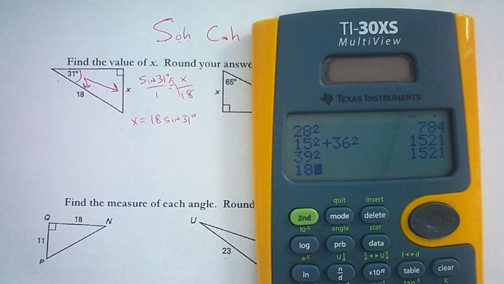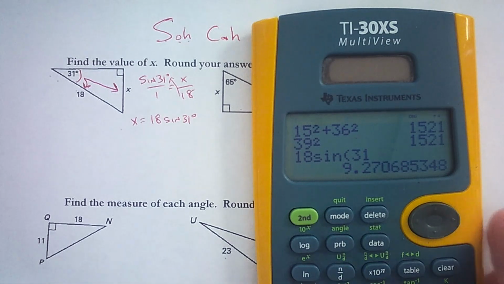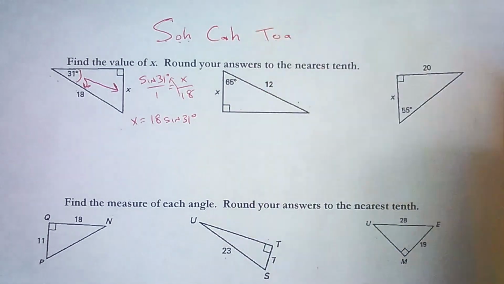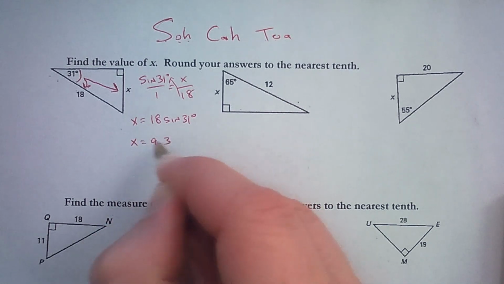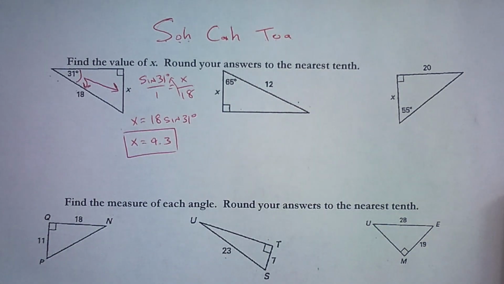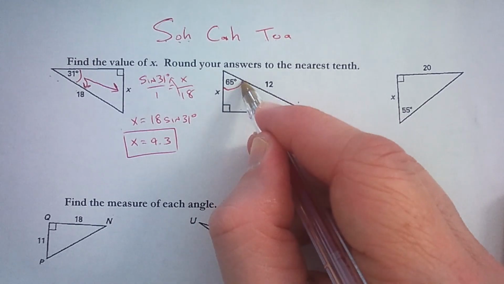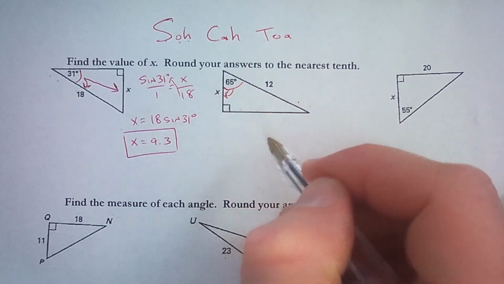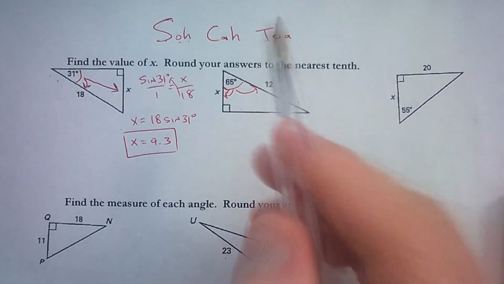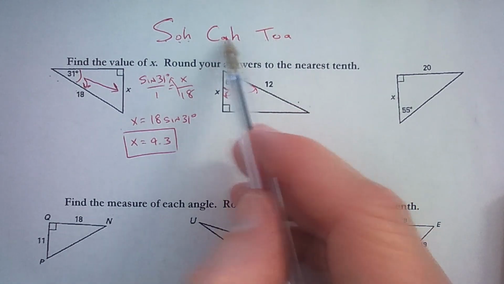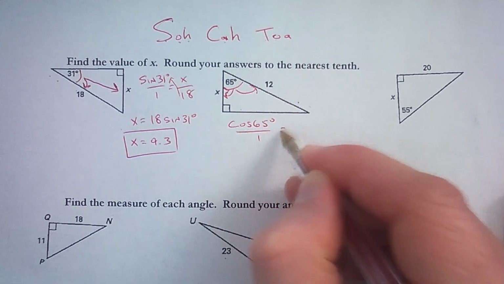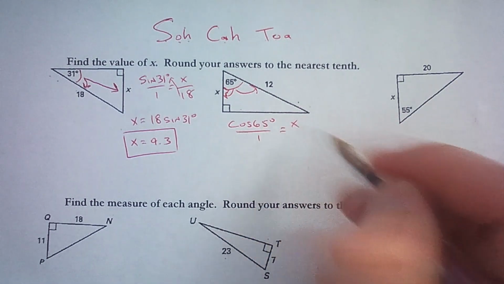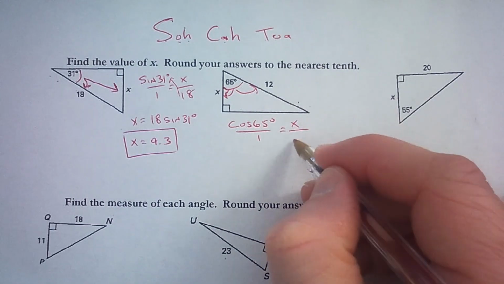So 18 sine 31 is 9.27. Now it says the nearest tenth, so that would be 9.3. X equals 9.3. Our next triangle, we have here the adjacent leg and the hypotenuse. Adjacent and hypotenuse is under cosine. So we have cosine 65 degrees is to 1, as the adjacent leg is to the hypotenuse.